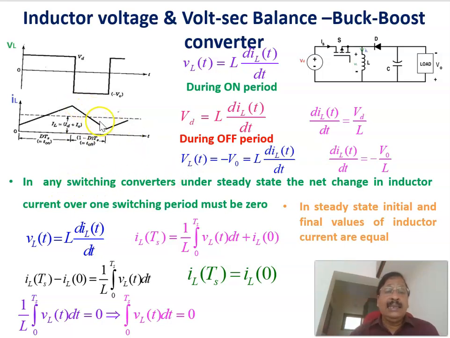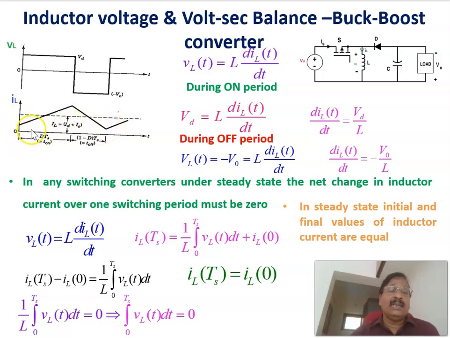In any switching converter under steady state condition, the net change in inductor current over one switching period must be 0, meaning that the inductor current at time 0 should be the same as the inductor current at time Ts. Therefore, this current is the same as this current. Otherwise, that is, in steady state, the initial and final values of the inductor current are equal. We can say that IL at Ts is equal to IL at 0.